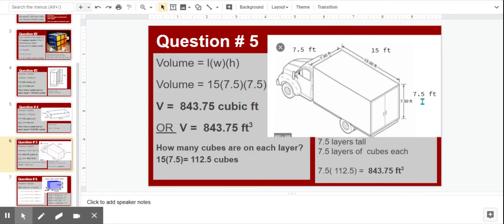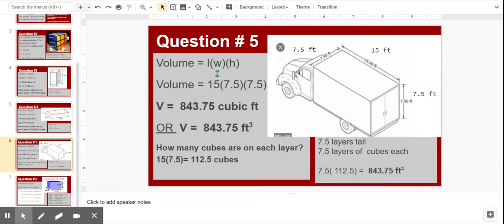The truck is quite tall, right? 7.5 feet. That means we have 7.5 layers of cubes. Each layer we figured out over here is 112.5 cubes. So 7.5 groups of 112.5, when I multiply, I get exactly the same thing, 843.75 feet cubed. I think the layers help make sense of the formula.